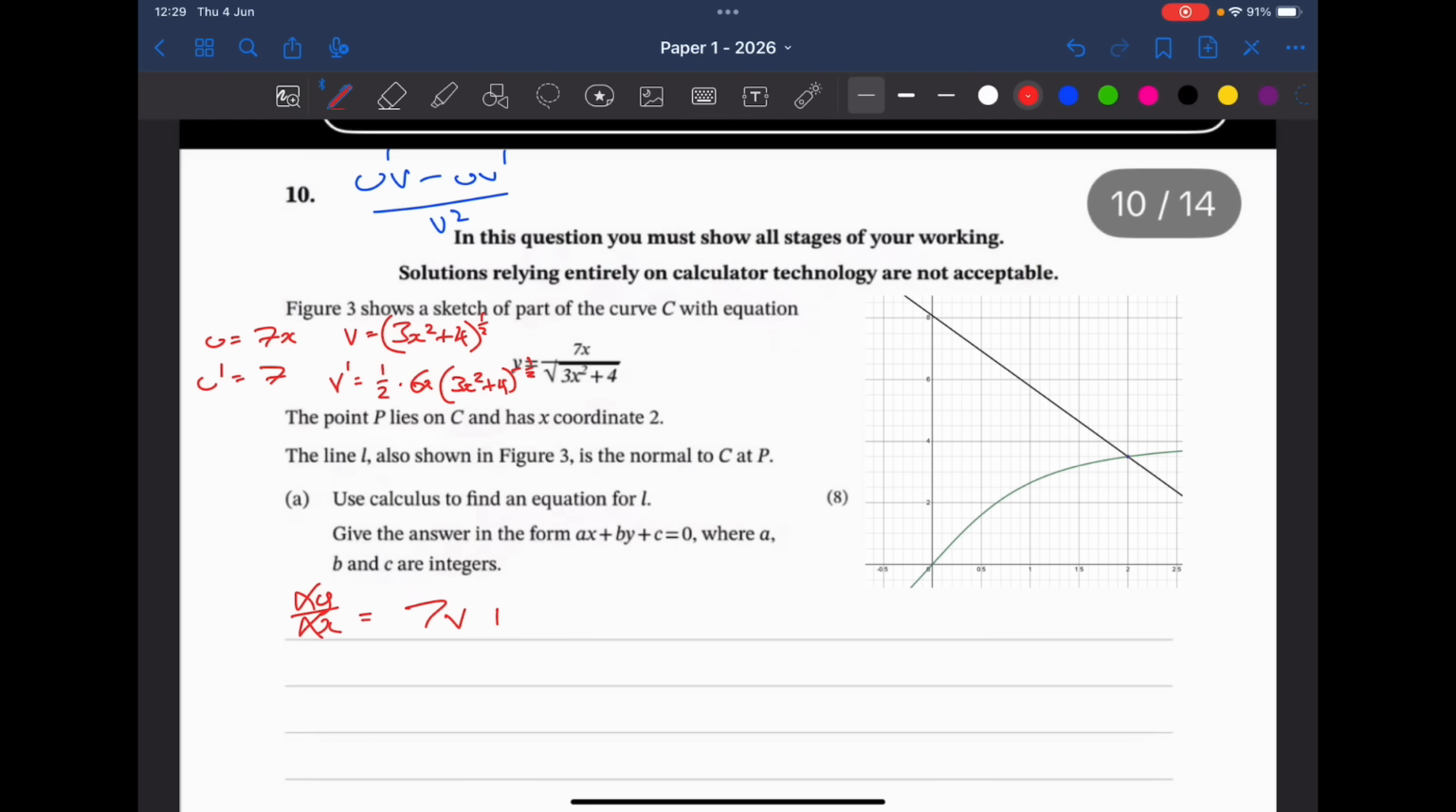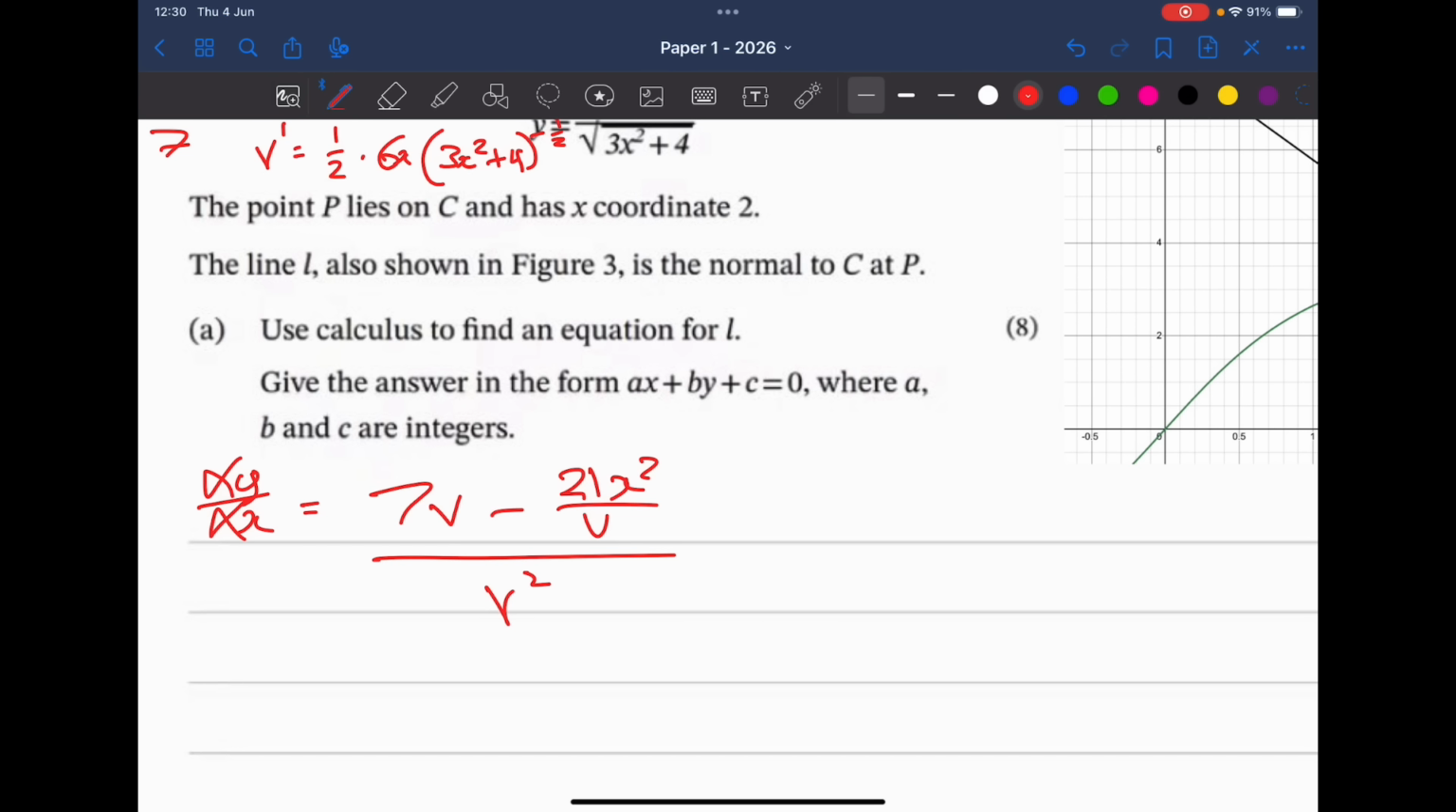So what we have is 21 take away 21x squared on v. And this whole thing is over v squared. So what I'm going to do is times the bottom by v. So we're going to have 7v squared take away 21x squared all over v cubed.